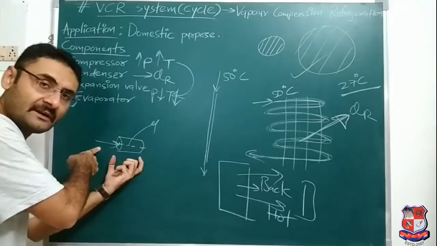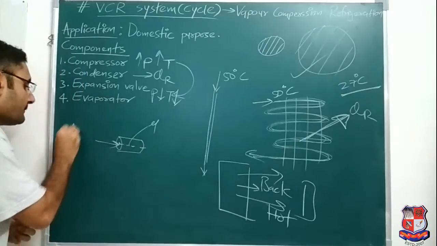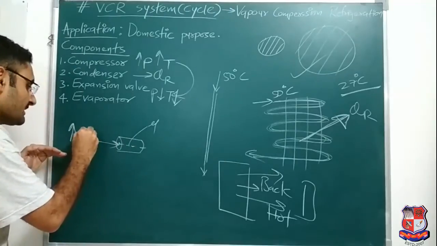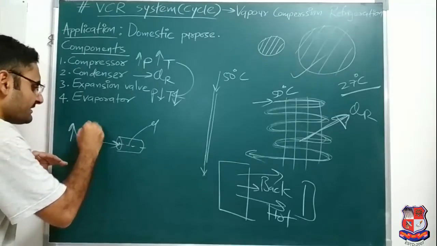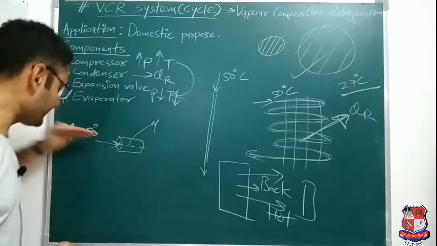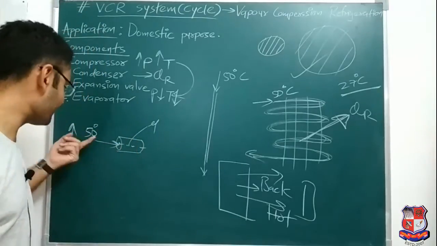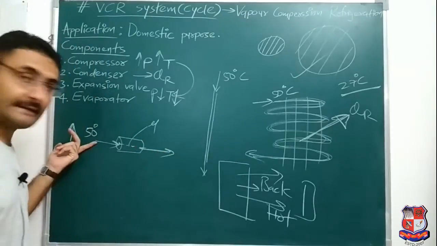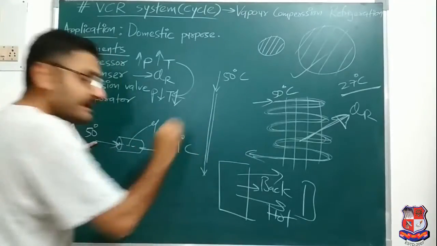Over here from one end, what happens? The high temperature refrigerant is entering. Suppose its temperature is 50 degrees centigrade. I don't know exactly, but suppose at the inlet of the expansion device the temperature of the refrigerant is 50 degrees centigrade. So over here, its temperature will be around 1 degree centigrade.